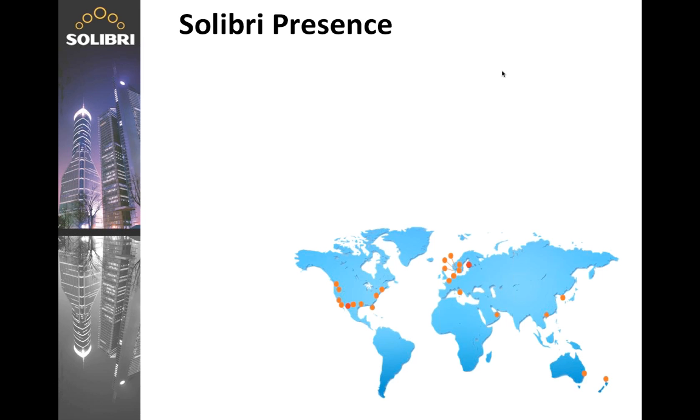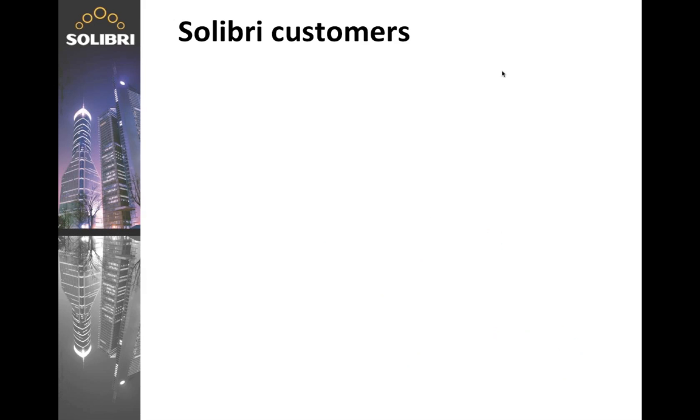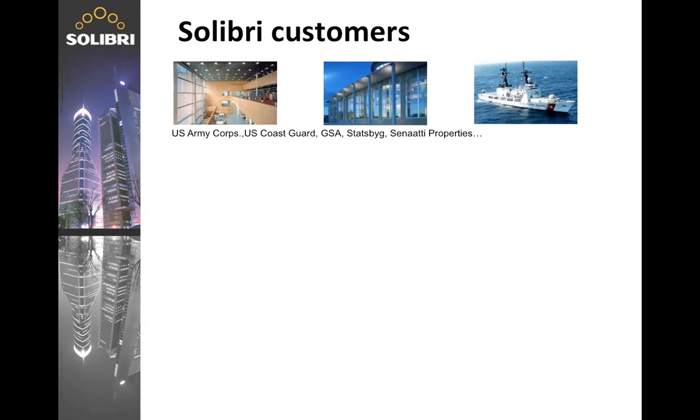Solibri corporate head office is located in Helsinki, Finland, with US headquarters in Scottsdale, Arizona. There are 12 partners in the USA, 10 in Europe, 1 in the Middle East, and 3 in Asia, with Cadimage New Zealand servicing Australasia. The number of users is always expanding, currently at around 7,000 users in over 70 different countries. Solibri's customer base includes a rapidly growing number of building owners and users, construction companies, consultants, architects, and engineering firms.